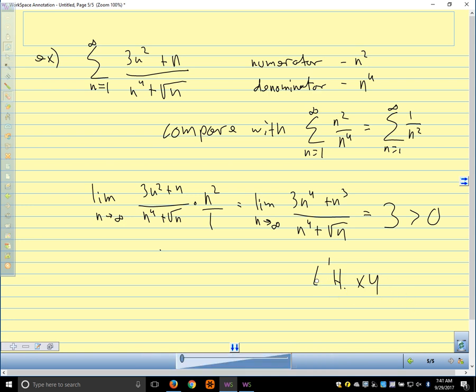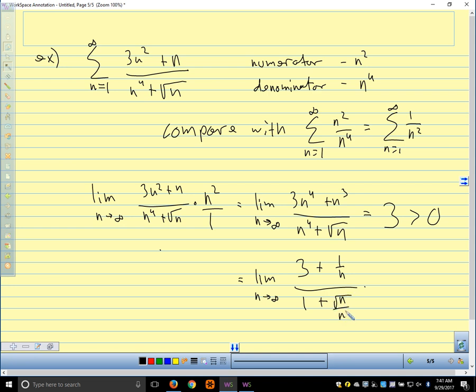L'Hopital's times 4. Can I show you another way? Yes. Other than L'Hopital's rule. This is nice when, with L'Hopital's rule, you get something complicated that doesn't go away, like Ben was talking about. Another technique you can use is to divide everything by the highest power of n. So I divide everything by n to the 4th.